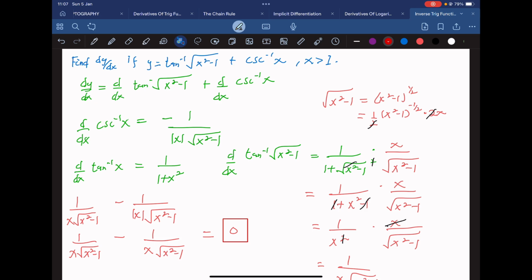I hope this is clear, and if there is any question, just let me know. So that is it for today's discussion on the derivatives of inverse trig functions.